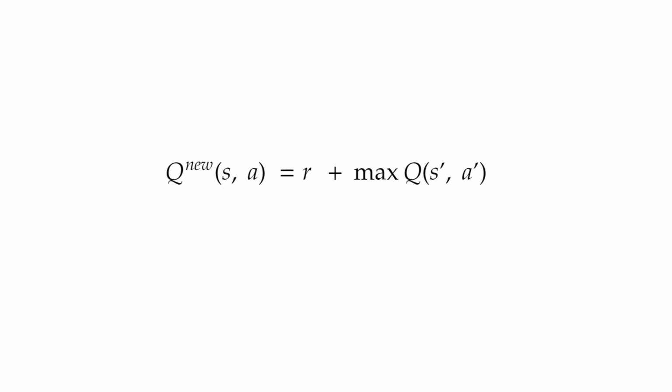Now, let's try again. Wait. What about the final state? Since the final state has no state after it, our equation doesn't work. But it turns out we can just have the final state, denoted S sub F, equal to the reward R. Now we can try again.